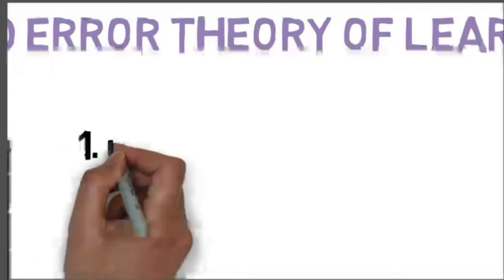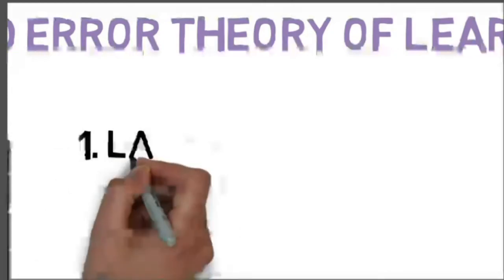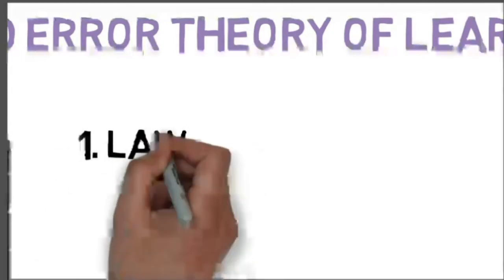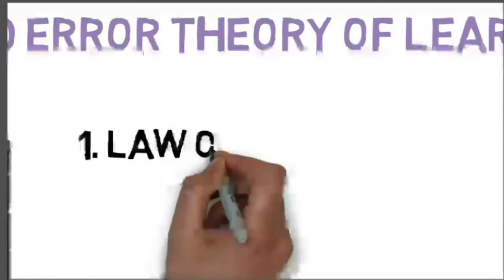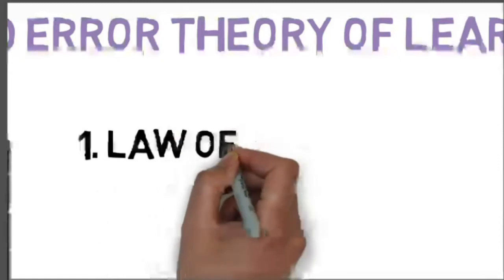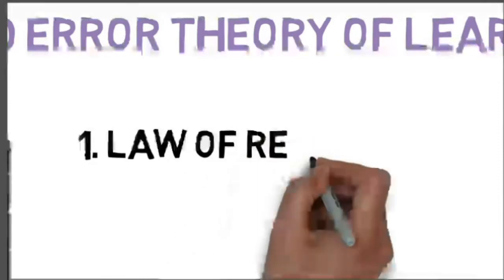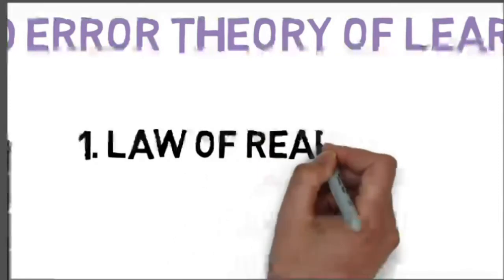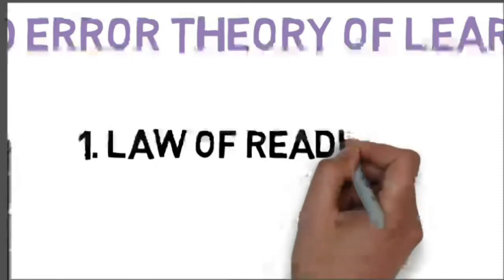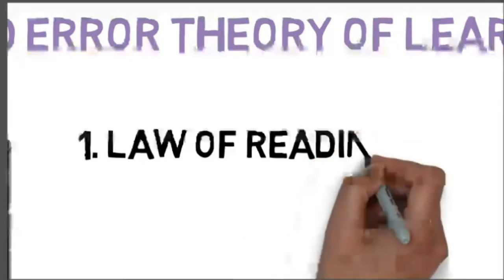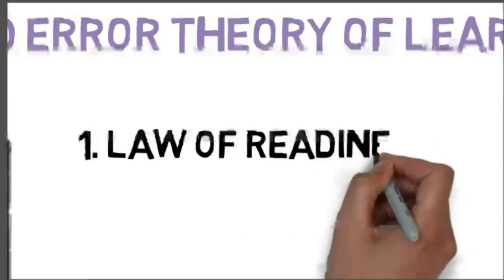So there are three fundamental laws of learning. These are, number one, the law of readiness. This law refers to the fact that learning takes place only when the learner is prepared to learn. No amount of effort can make the child learn if the child is not ready to learn.